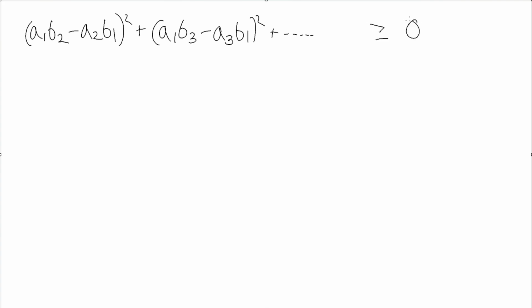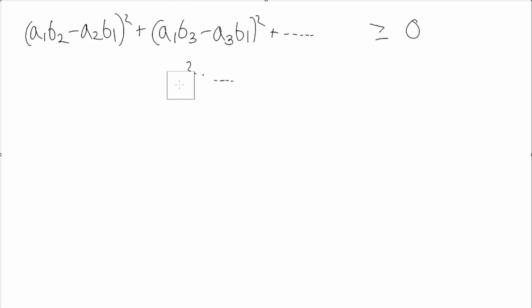And this is greater than or equal to 0. And then expanding both sides and bringing all the terms that are negative to the other side, we end up getting a1 squared b2 squared plus a1 squared b3 squared plus so on and so forth. And we end up going over all the i and j which are not equal.